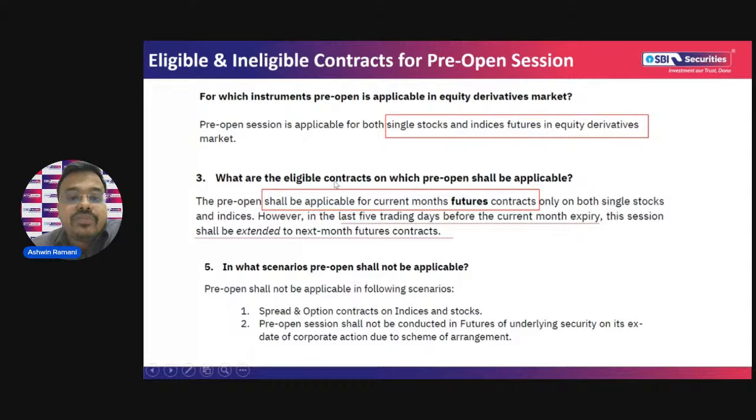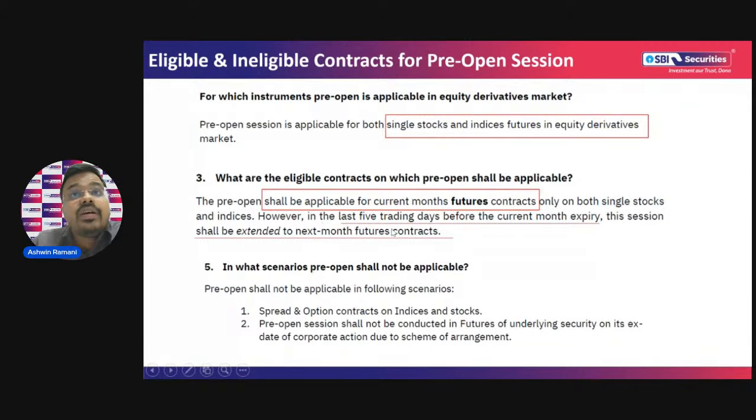And what are the eligible contracts, or for which contracts shall the pre-open be applicable? The pre-open shall be applicable for the current month futures contracts. As you may know, at any given point of time there are 3 months of futures contracts available: current month, next month and far month. So now it is December, so you will have a December futures, a January futures, a February futures. It is not applicable for January and February. It is only available for the current month. That is, for the December futures; in January, the January futures; in February, the February futures. Only single month futures contracts are available on both the stocks as well as the indices.